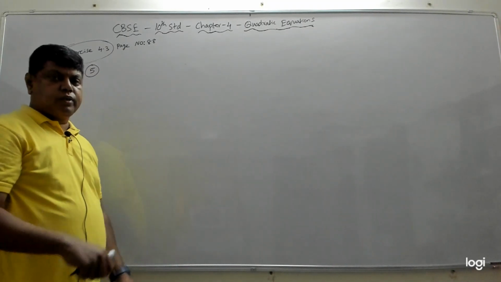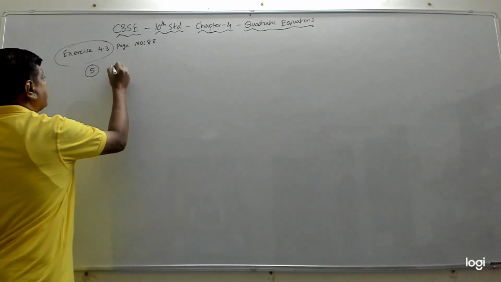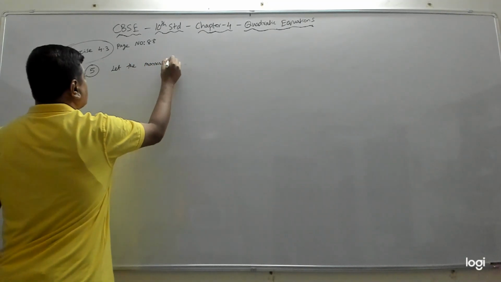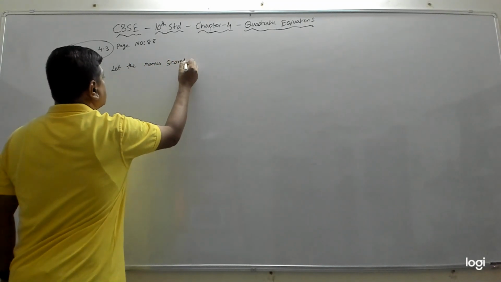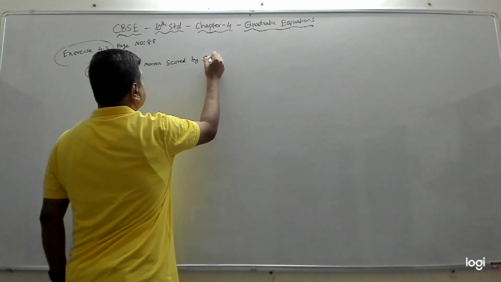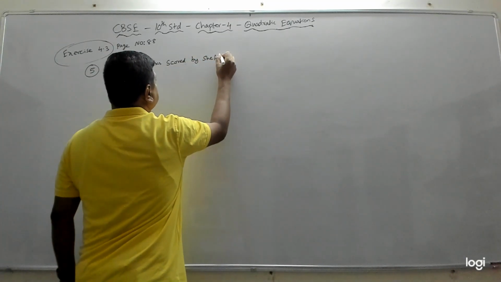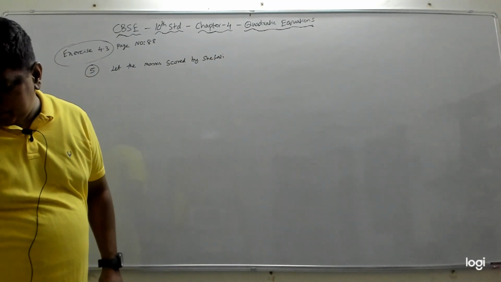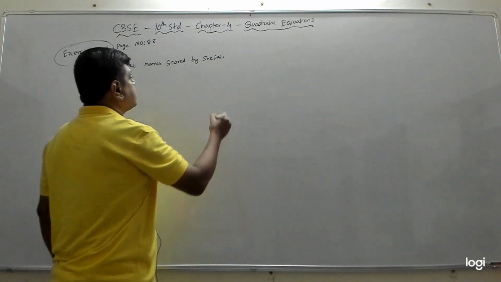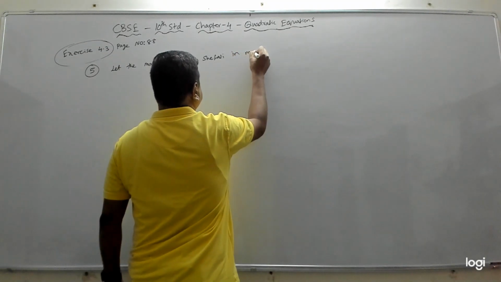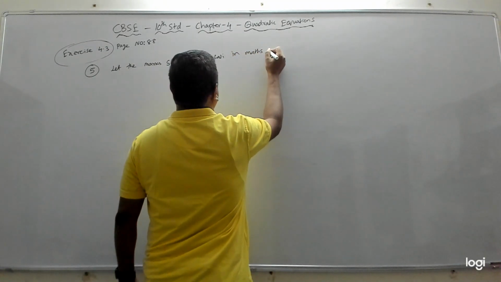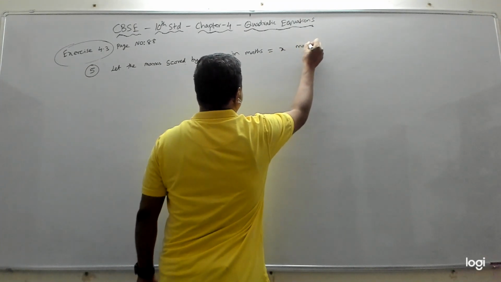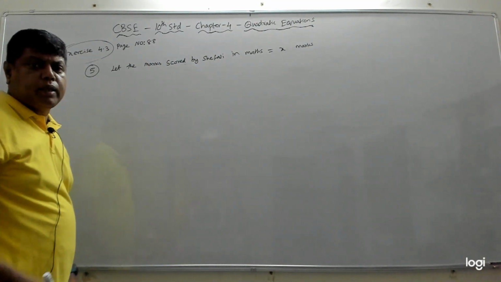Now we don't know the marks that she got, so we'll say let the marks scored by Shifali in mathematics be X. Suppose X marks she scored. She has got X marks in mathematics.